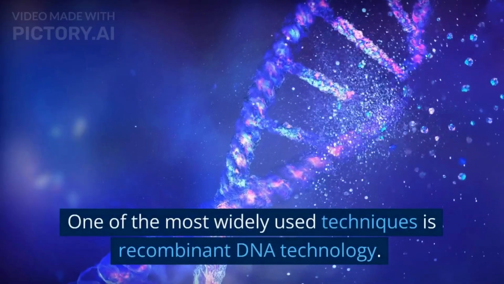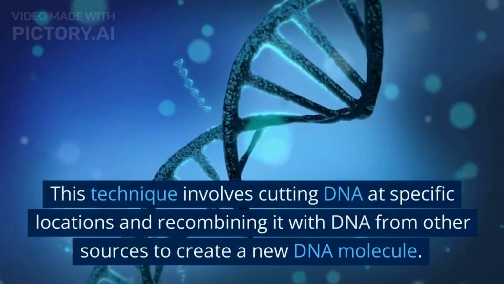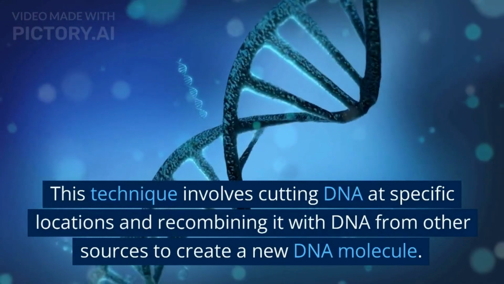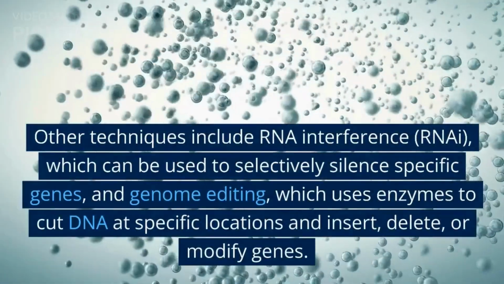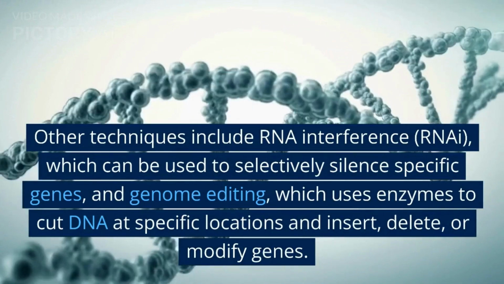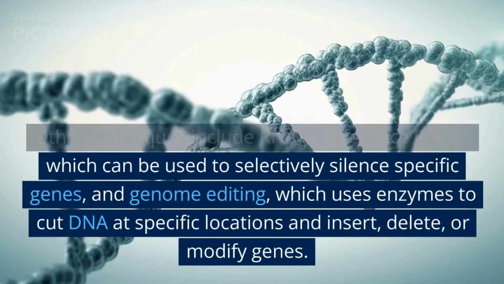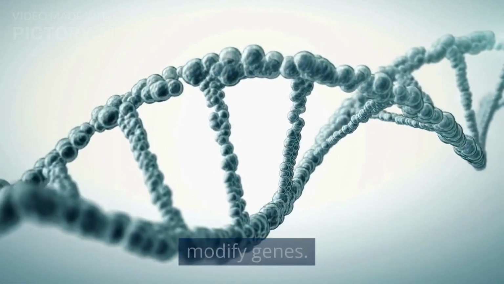There are several techniques used for DNA modification. One of the most widely used techniques is recombinant DNA technology. This technique involves cutting DNA at specific locations and recombining it with DNA from other sources to create a new DNA molecule. Other techniques include RNA interference, RNAi, which can be used to selectively silence specific genes, and genome editing, which uses enzymes to cut DNA at specific locations and insert, delete, or modify genes.